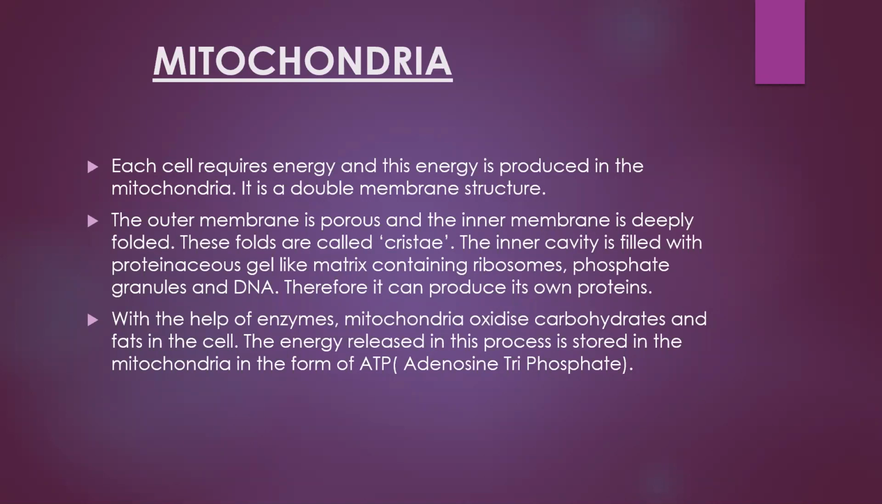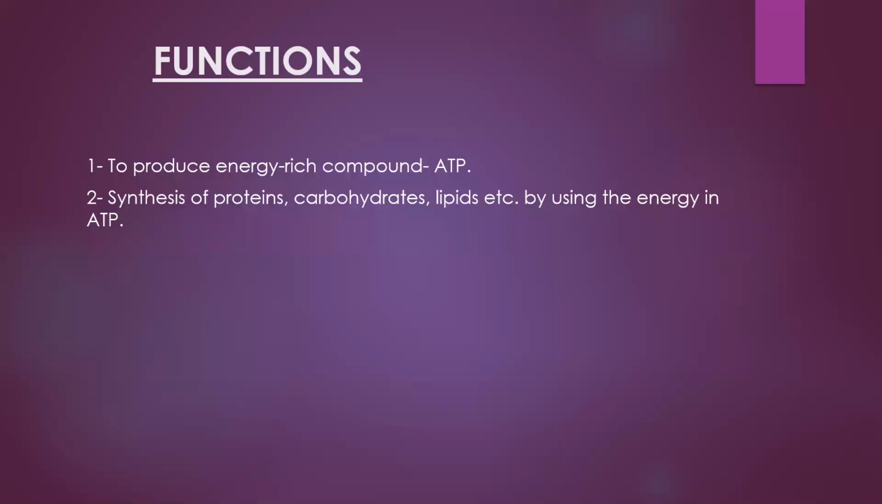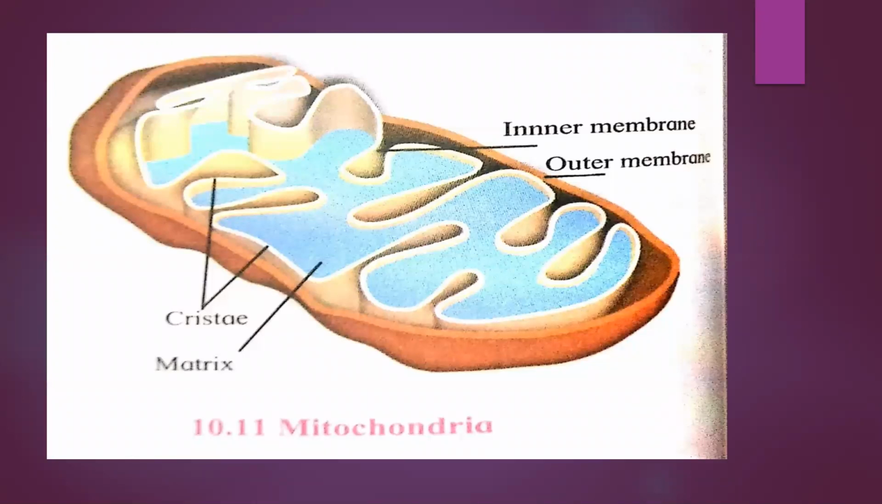With the help of enzymes, mitochondria oxidize carbohydrates and fats in the cells. The energy released in this process is stored in the mitochondria in the form of ATP, that is adenosine triphosphate. The cell produces the energy-rich compound ATP, and synthesis of proteins, carbohydrates, lipids, etc. is done by using the energy in ATP. This is the image of mitochondria, which shows cristae, matrix, inner membrane and outer membrane.